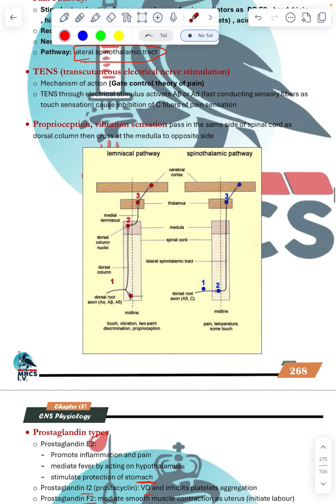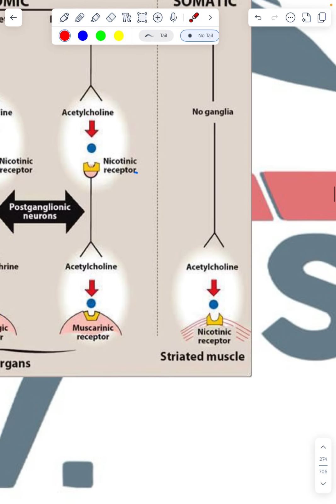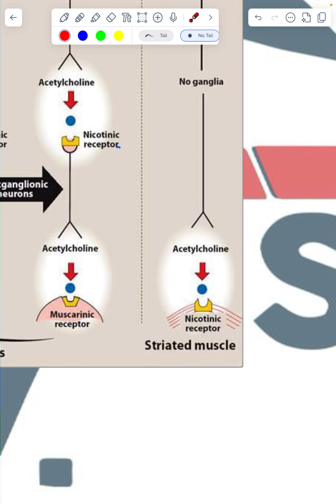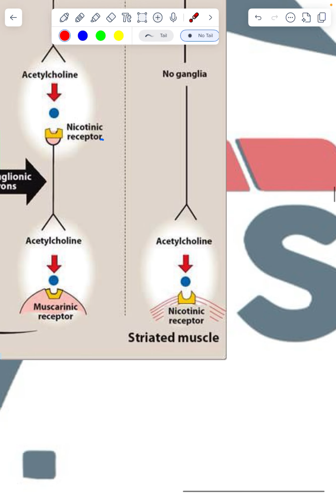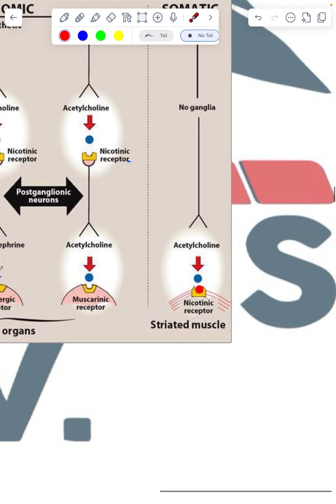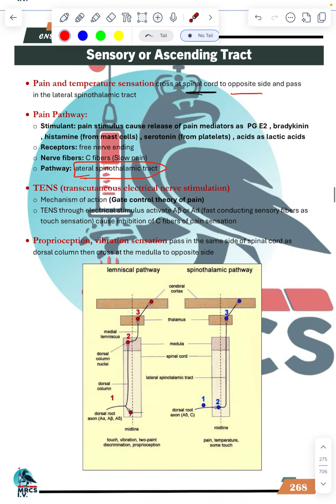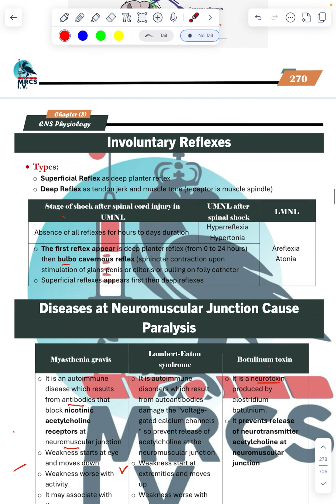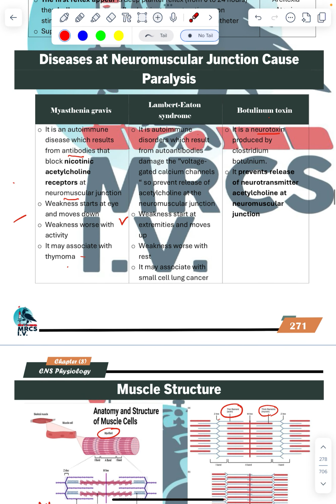We have seen the muscles and the neurons. Somatic acetylcholine nicotinic receptors are acting here, and this is the neuromuscular junction. These are blocked in myasthenia gravis. So what happens? Nicotinic acetylcholine receptors are blocked at the neuromuscular junction. Weakness starts at the eyes and moves down. It results from antibodies that block nicotinic acetylcholine receptors at the neuromuscular junction.